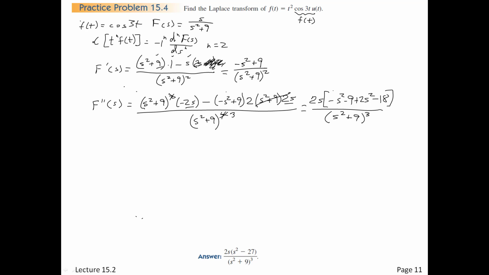Well, this comes up pretty nice. The denominator seems taken care of. 2s squared minus s looks like s squared minus 27 times 2s. Well, amazing. That's what he shows for an answer. All right.